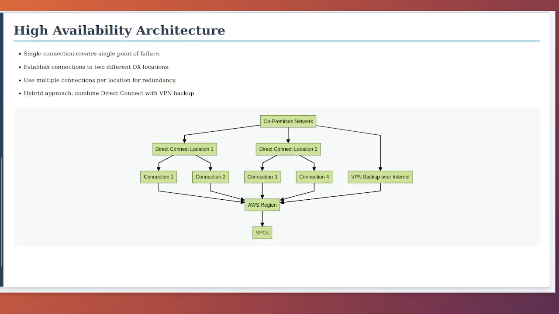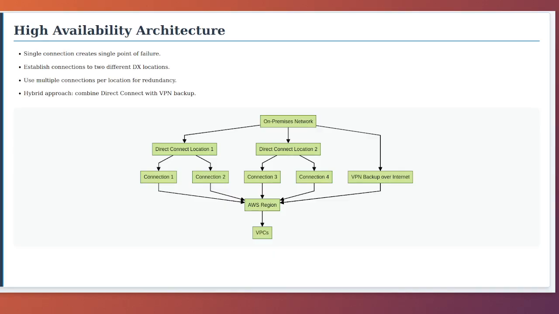High availability architecture. High availability is critical for production environments, and AWS provides several options for building resilient Direct Connect architectures. Let me explain the best practices for achieving high availability with Direct Connect. A single Direct Connect connection creates a single point of failure. If that connection goes down due to a fiber cut, equipment failure, or facility issue, you lose connectivity to AWS for production workloads. AWS strongly recommends implementing redundancy.